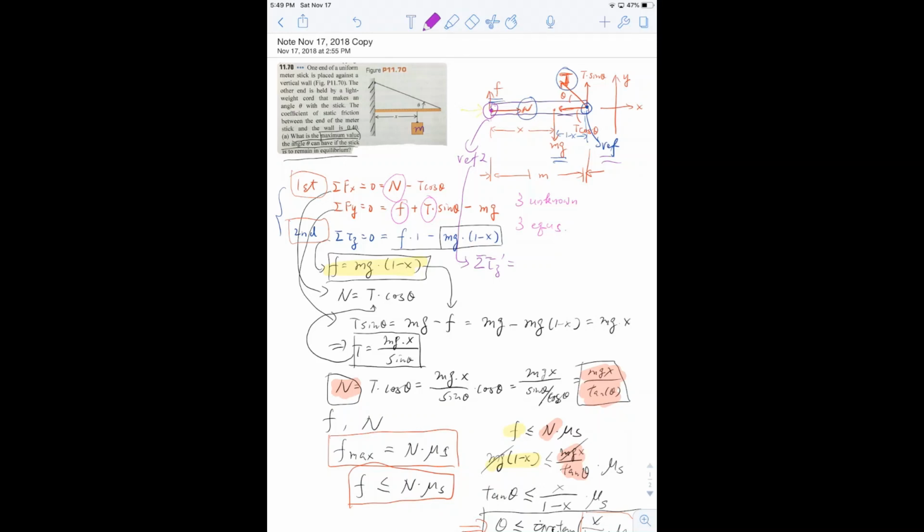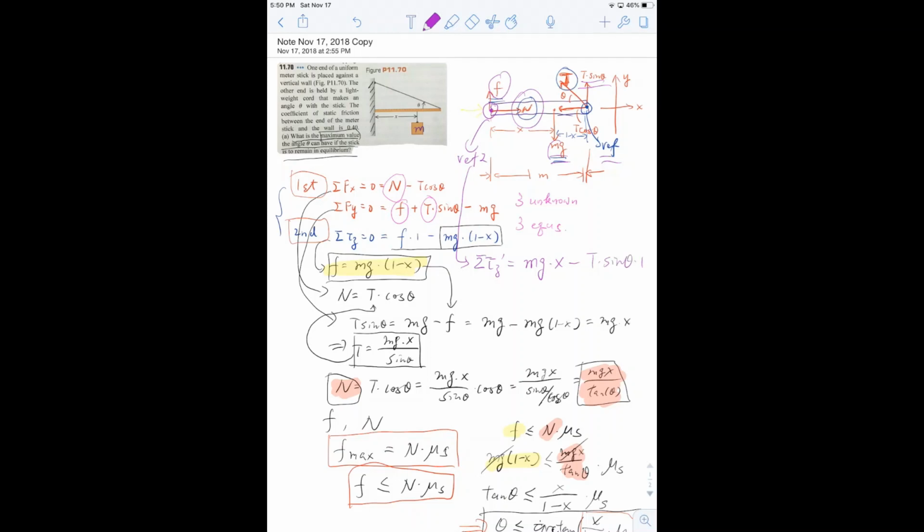Now the friction and the normal forces don't have any torque anymore. It would be the weight and the tension, actually the upward y component of the tension force, that have torque. The weight here gives a clockwise torque, which will be mg times x. And the tension gives a counterclockwise torque, which will be T times sine theta times 1.